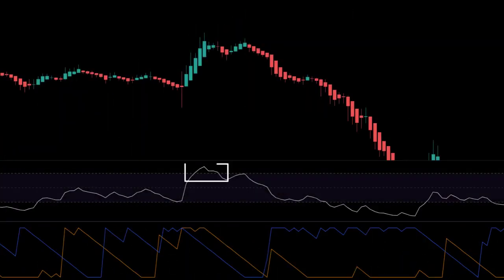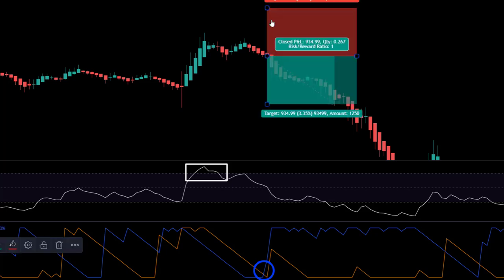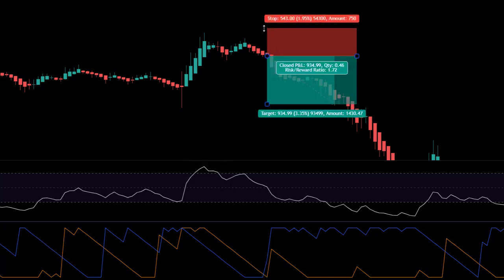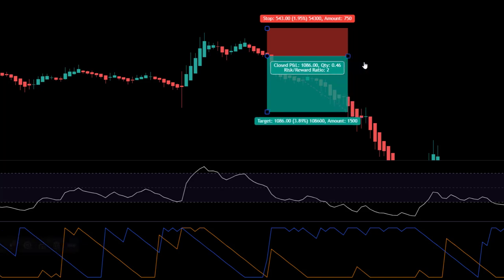Let's add another selling example. Here we see the RSI moving above the 70 level. Next, we see that the blue downline is moving above the orange upline, after which we can open a sell position. As you can see, we open our sell position at the right moment.